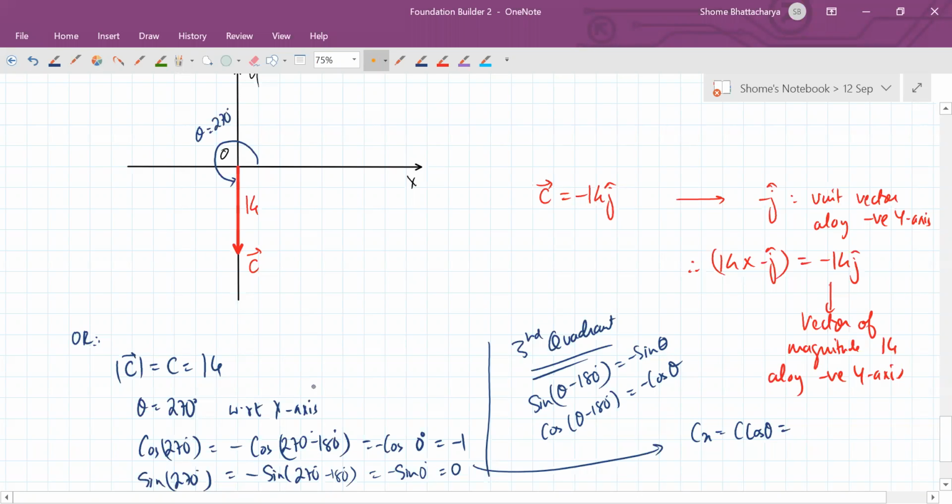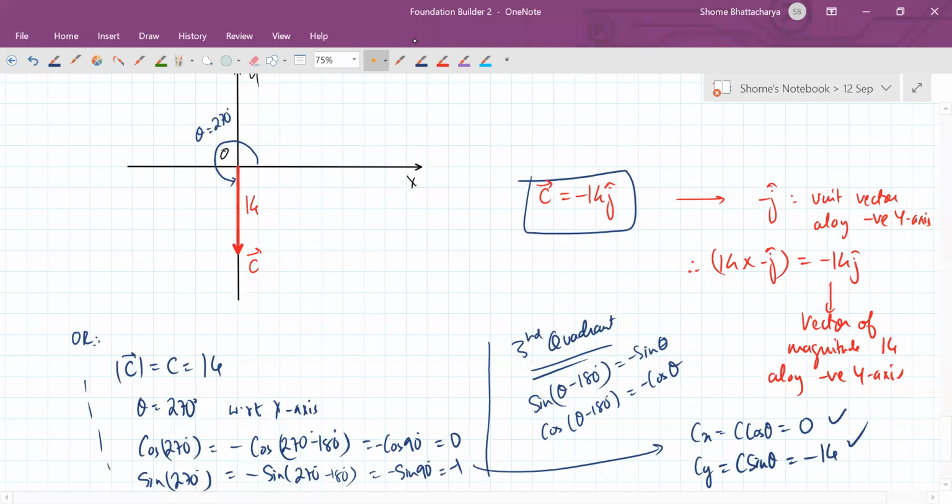Wait a minute, something I'm mixing up in the formula. Oh, my mistake. Yeah, so this becomes 0. Okay. So you can see. But the thing is, you don't need to really apply all this here, because you can directly see that the vector is lying along the negative y-axis.